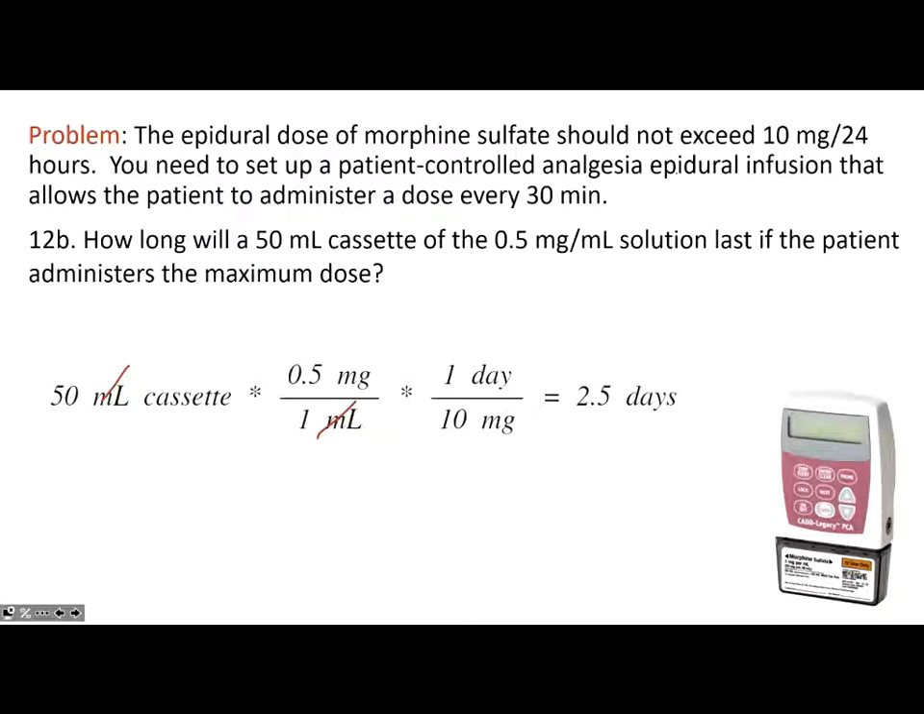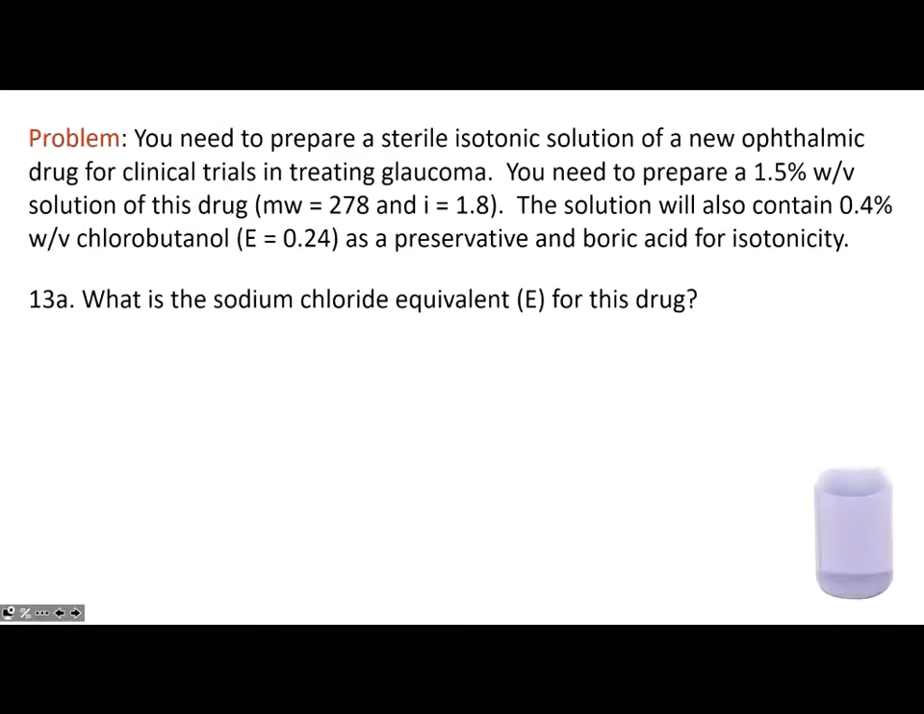How many are they getting? What is their total daily amount per day? 10 milligrams per day. So if I multiply that by the fact in 1 day, the maximum amount they can get is 10 milligrams, then if I multiply that out, a 50 milliliter cassette would last 2.5 days. So just start with the volume, convert volume back to the amount of milligrams, and essentially just divide by the fact that they're getting 10 milligrams a day. And that's how you can get your days.